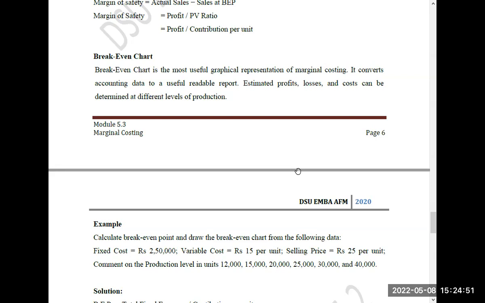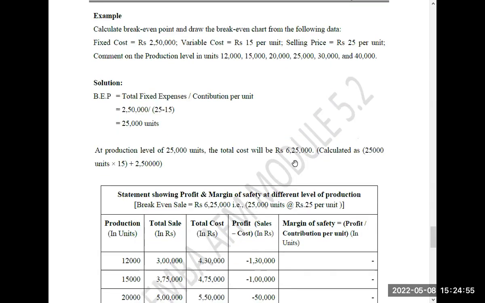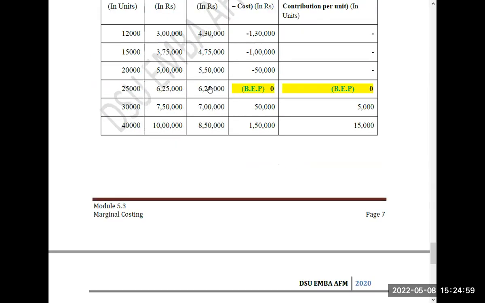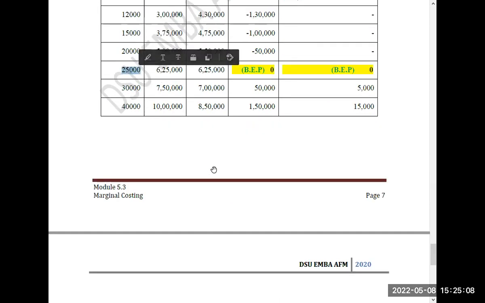How much? 6,25,000. Same answer. So break-even point is 6,25,000 rupees, and 25,000 units.